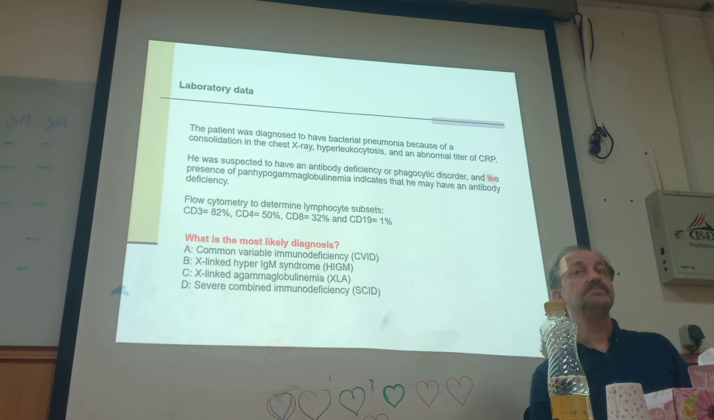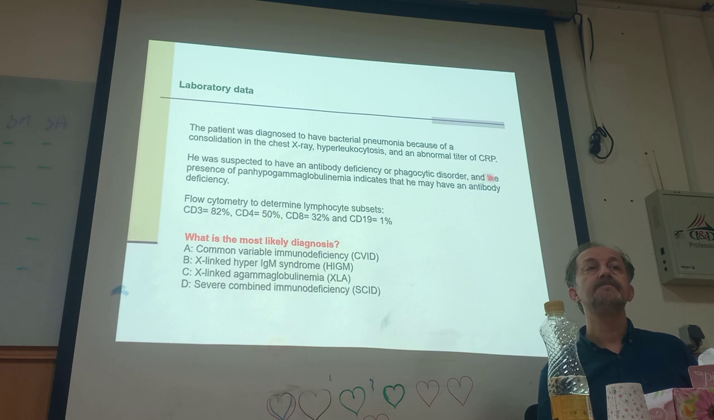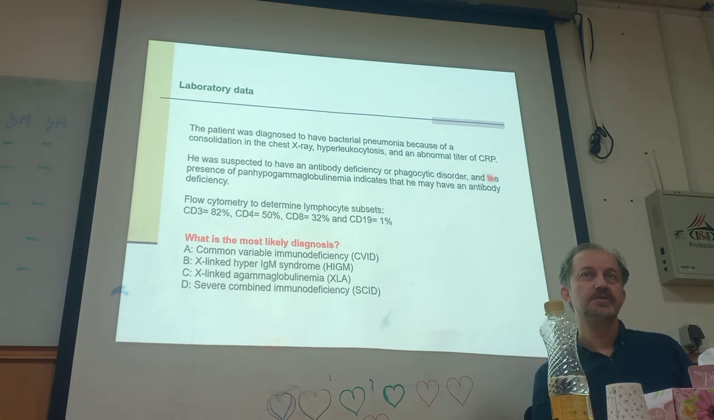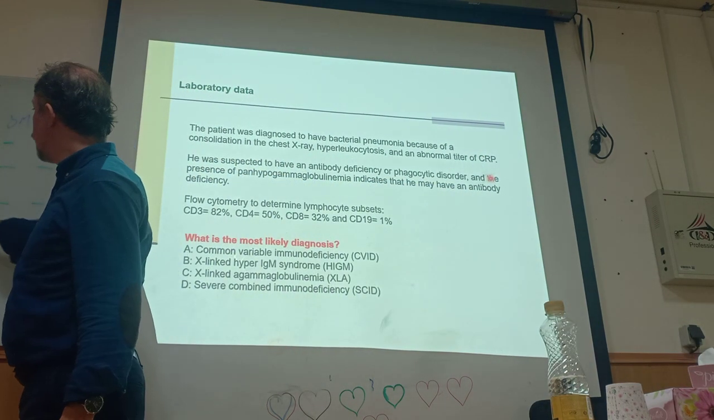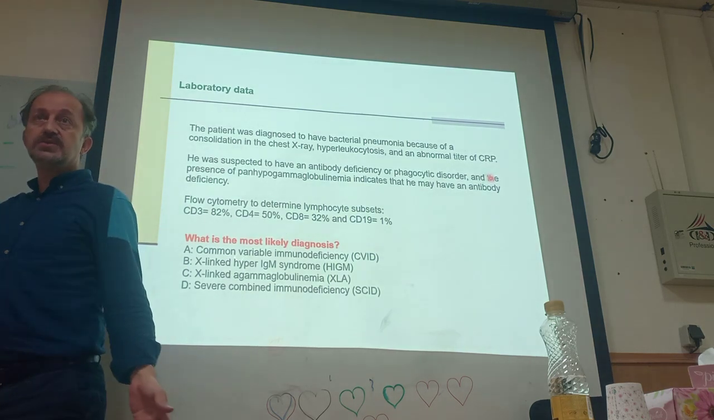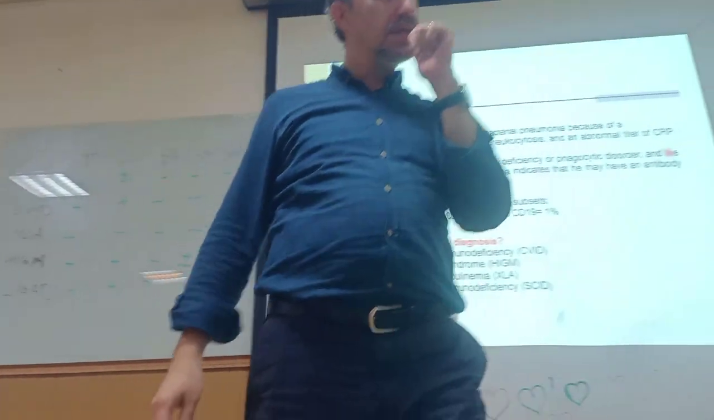Who agrees with CVID? Who agrees with hyper-IgM? XLA? If I have a look here, you can see that all the people. Okay, XLA? Yes, sir. The patient has low IgG, low IgM, low IgA, and low B cell. But T cell is normal. So what's the diagnosis? So what was the genetic defect in XLA?